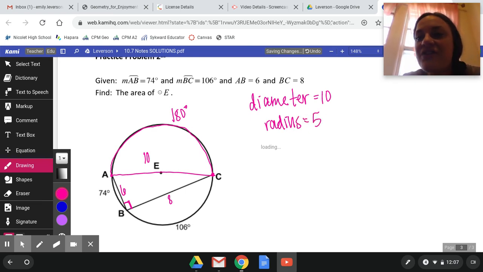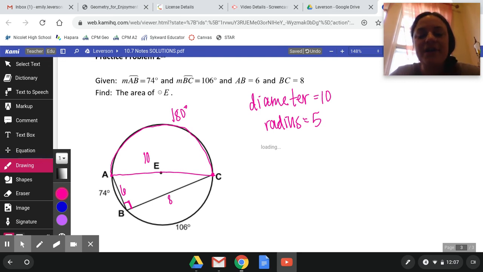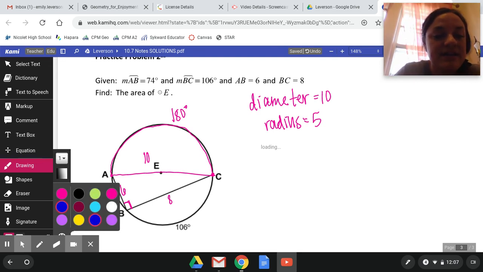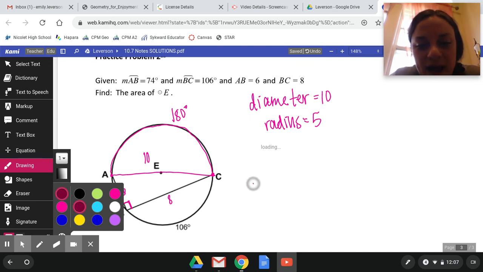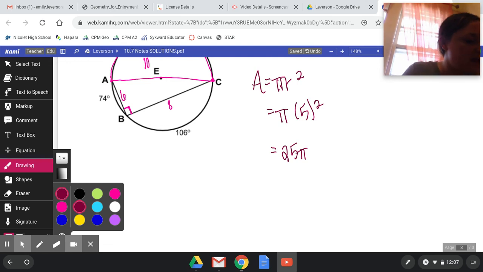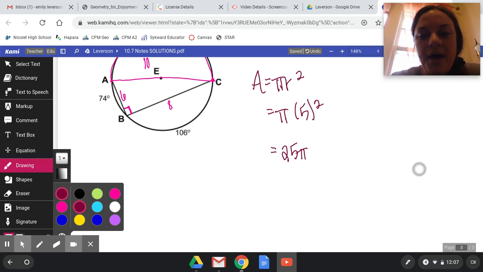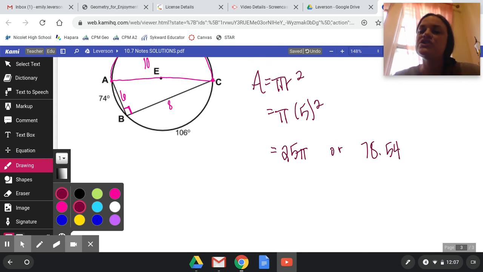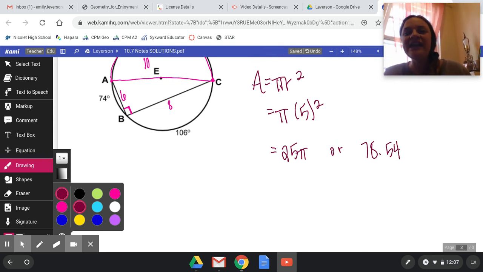So to find the area of circle E, this is a bit of a throwback, but you guys know how to find area of circles. The area is equal to pi r squared, which is equal to pi times 5 squared, which is 25 pi. And I know that some of you like to write that in decimal form. So 25 times pi is equal to 78.54 square units.